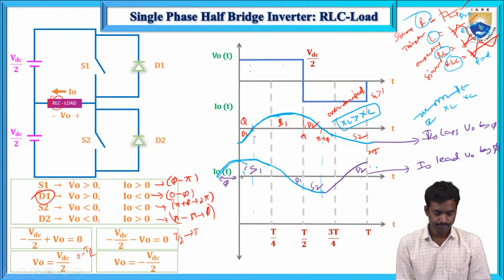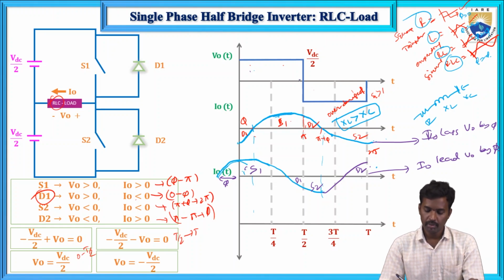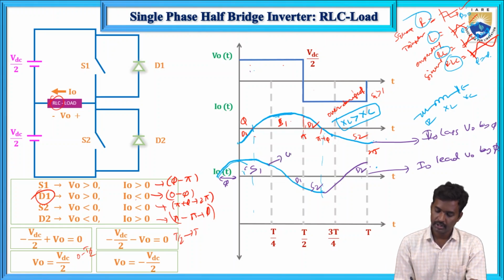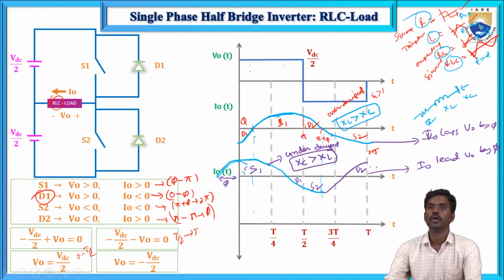So now here, this is important. This is the overdamped case. This is the underdamped case. Underdamped, so here XC is greater than XL.